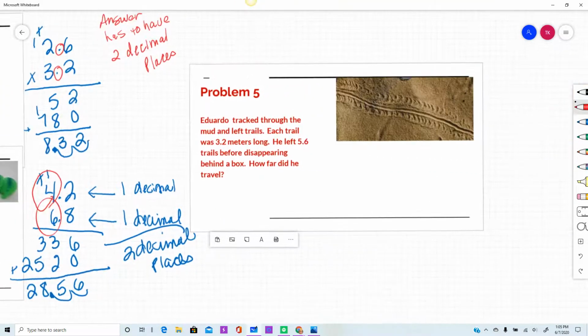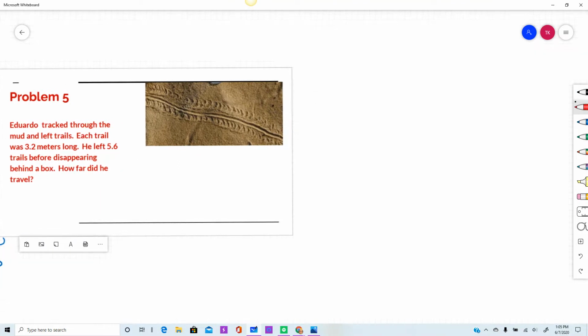All right, we'll do one more problem together. Eduardo tracked through the mud and left trails. Each trail was 3 2/10 meters long. He left 5 6/10 trails before disappearing behind a box. How far did he travel? All right. So 3 2/10 times 5 6/10.